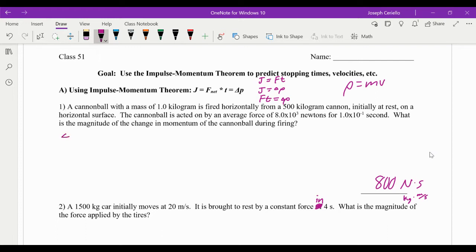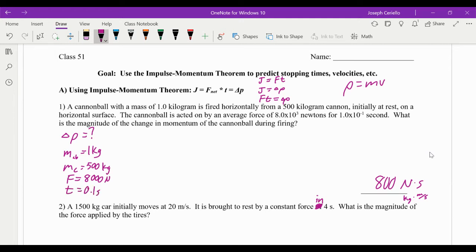So we're looking for delta P. That is our unknown. Okay, so let's think about how we can find delta P. Let's see what else we have. We have some masses. Mass of the cannonball, which is 1 kilogram. And we have the mass of the cannon, which is 500 kilograms. We also have the force, which is not 5,000, but 8,000 newtons. We have the time that the cannonball is acted on, which is 0.1 seconds.